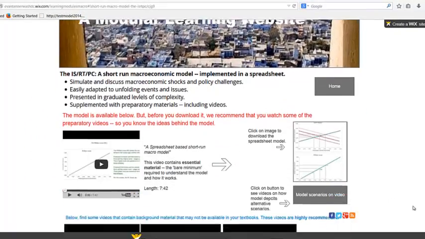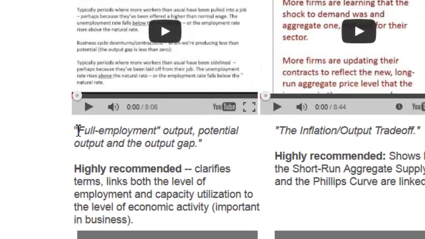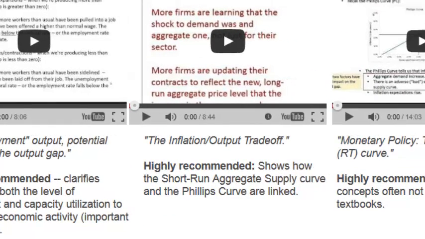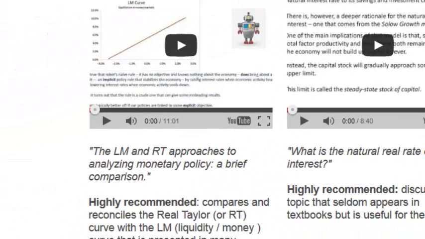Now there's some other supplementary materials. So for example, your book talks about full employment output. That's the same concept as potential output, but we're going to be discussing that a little bit more. It's not a long video. It's highly recommended. Over here, a little bit more detail on the inflation output trade-off. We are introducing some slightly new concepts here, and a little bit more detail into the real Taylor or RT curve, if you want to go in there and understand that.